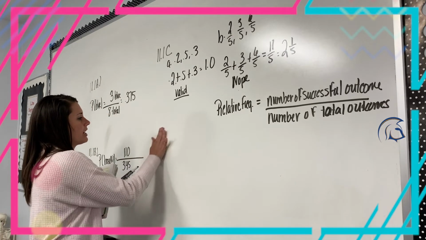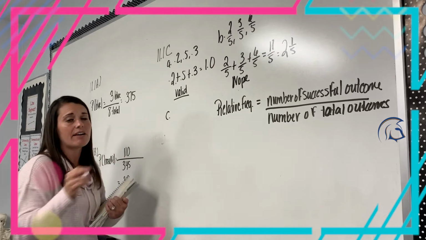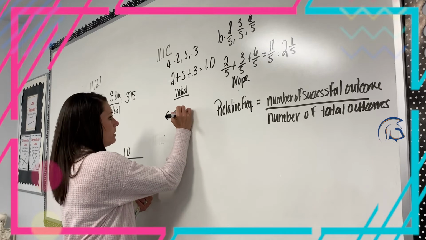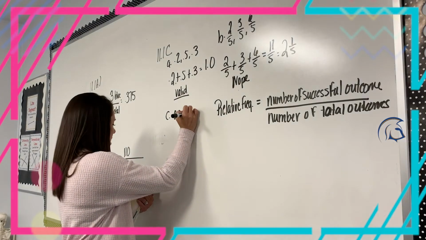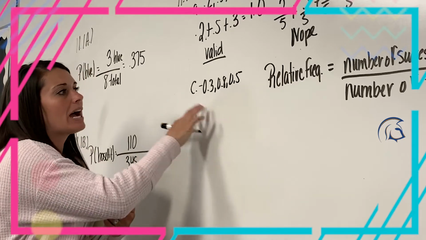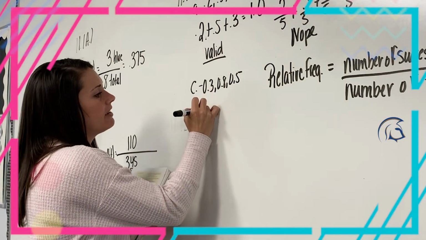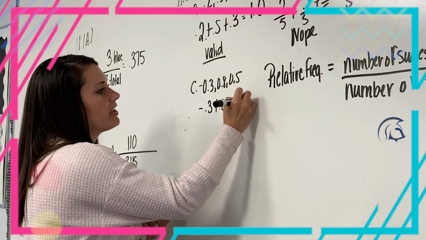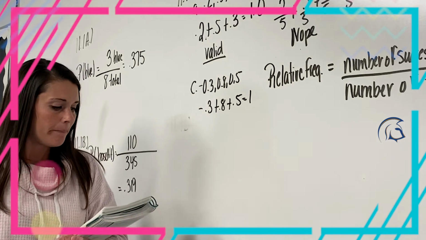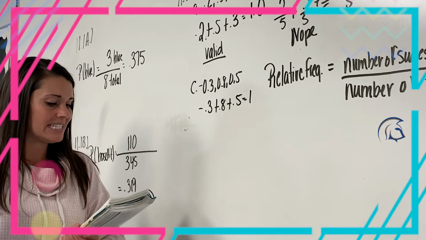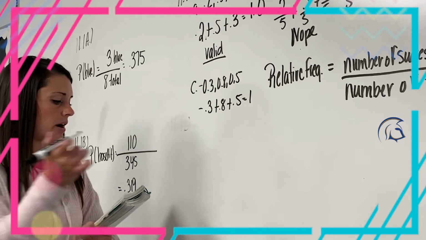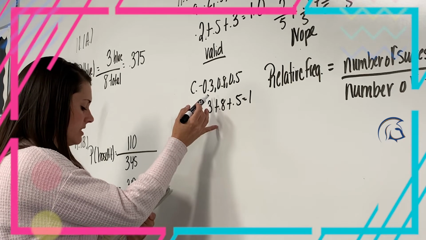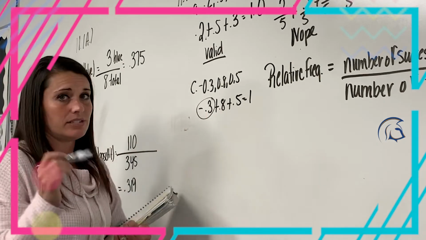Your last example on page 497. Let me just erase this right here, and I'm going to put C. Okay, this is 11.1c. Now, watch how your book tries to trick you, because this one, when you add them all up, you add negative 0.3 plus 0.8 plus 0.5, you get 1, okay? But this is still not valid because this probability is a negative number, okay? It doesn't fit into the group of being between 0 and 1.